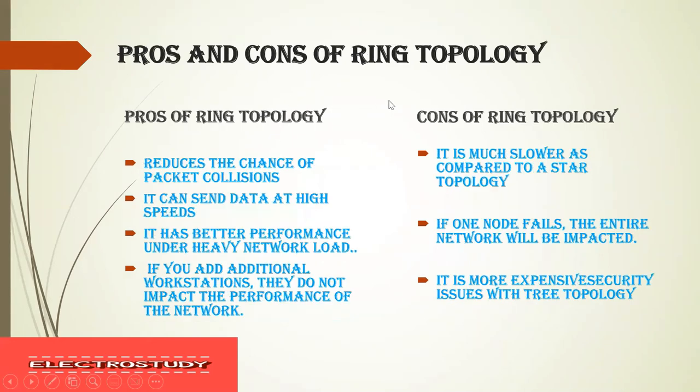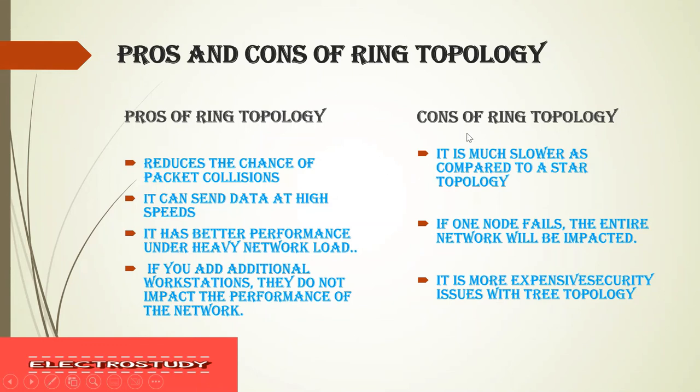So what are the pros and cons of ring topology? The advantage is that there is no collision between the data. It will keep on rotating until it reaches the destination node. There is no collision of data, so it can send data at higher speed. Whatever speed the source node decides, that speed can be maintained until it reaches the final destination. And it has good performance even though the traffic in the network is busy.